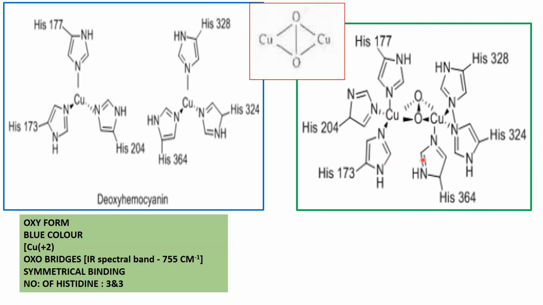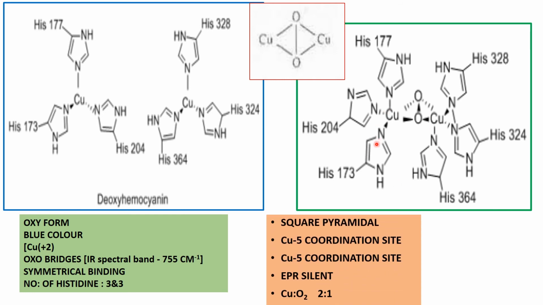and here the number of histidine units is 3 and 3, the same as in the case of deoxyhemocyanin, but each copper atom is bonded to 2 oxygen atoms and each oxygen atom is bonded to two copper atoms. So the shape or geometry of the active site changes from distorted trigonal planar to square pyramidal. Copper has the 5 coordination site.